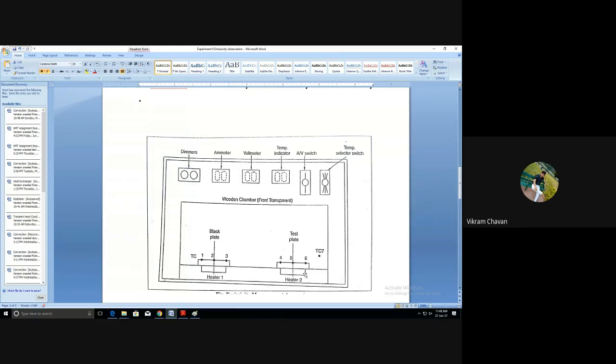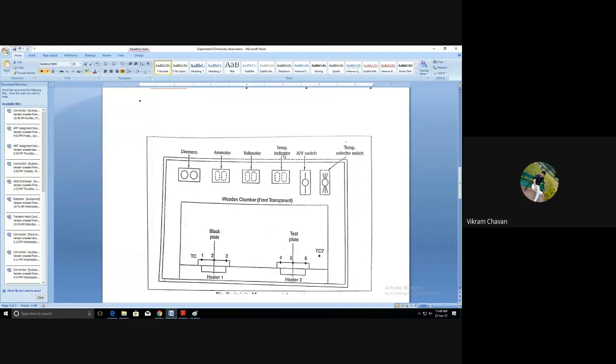And how do we check how much heat input or energy is provided to these two plates? To get the heat supply to the heater, we require an ammeter and a voltmeter. The ammeter will provide the current reading, and the voltmeter will provide the voltage reading. We know that voltage multiplied by current gives the heat supplied by the heater. Two knobs are provided to shift the readings from the black plate to the test plate.